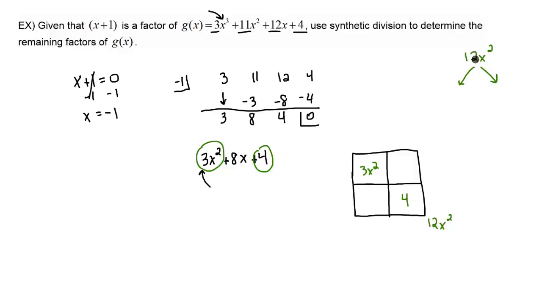Now I have to come up with all the factors of 12. So that's going to be 1 times 12, 2 times 6, 3 times 4. And I want to figure out which pair of these factors add together to give me 8x. So that's going to be 2 and the 6. And remember, we're going to have x's with these two.